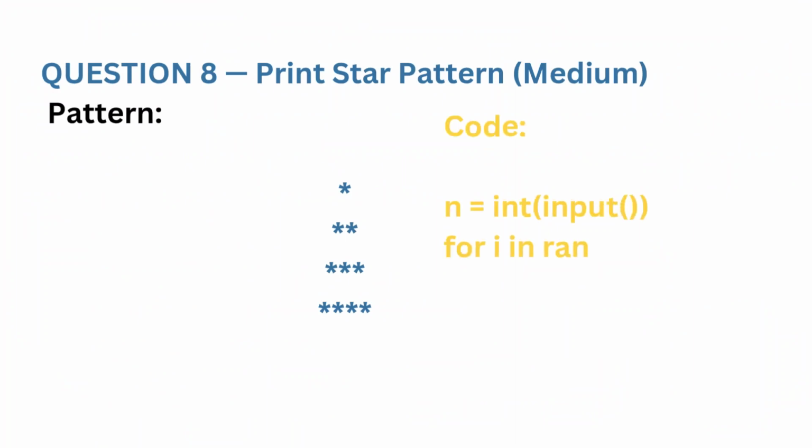For i in range, that means 1 to n plus 1, means first it will be 1, next time it will be 1 plus 1, next time it will be n plus 1. That means 2 plus 1 will be 3. Similarly, this series. So this will be simple and clean.